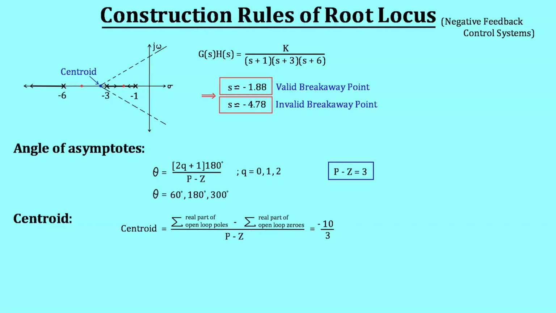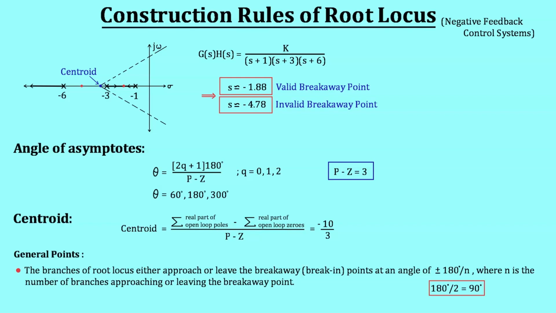We plotted a point on the real axis at minus 10 by 3, which is the centroid of the root locus, and drew two dashed lines at plus minus 60 degree from the real axis. The third asymptote is actually coinciding with the real axis.